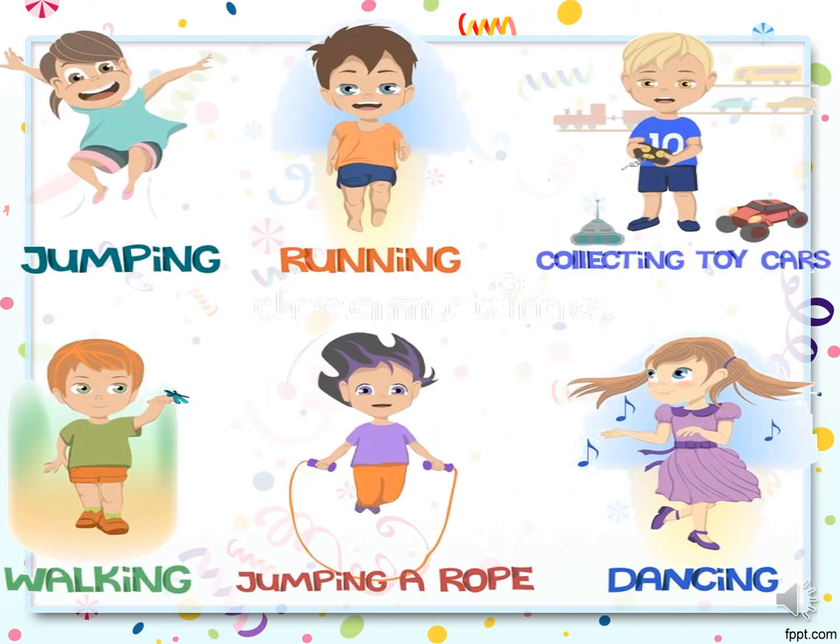Let's read these verbs together. The first one is jumping. Second, running. Third, collecting toy cars. Fourth, walking. Fifth, jumping a rope. Sixth, dancing.